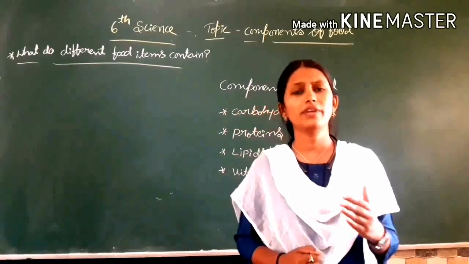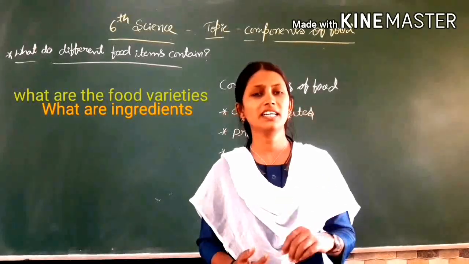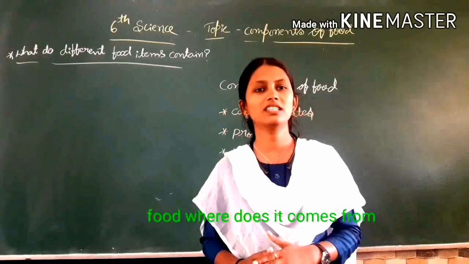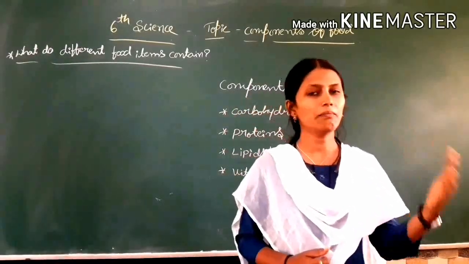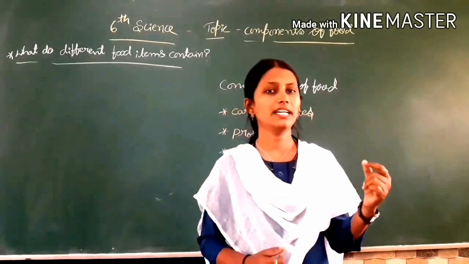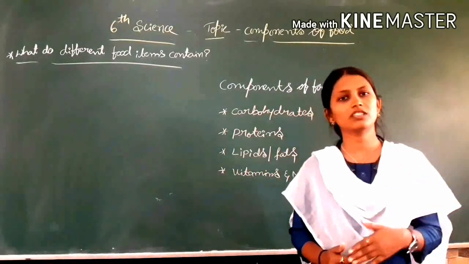From that lesson we came to know what the food varieties are and what ingredients are present in them. We also learned that we get food from plants and from animals. We eat plant products and we also eat animal products.